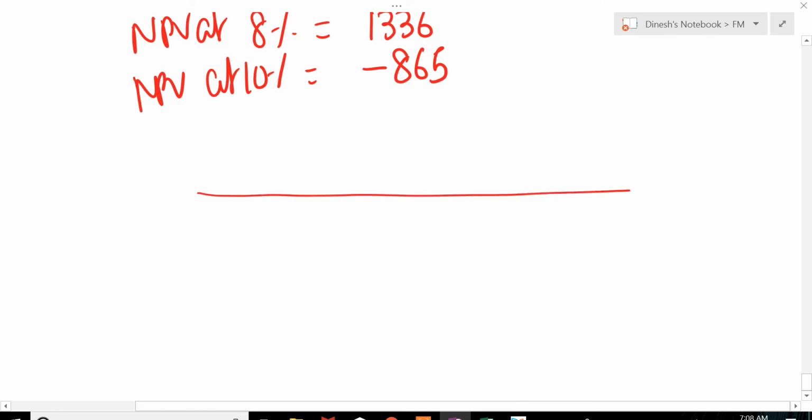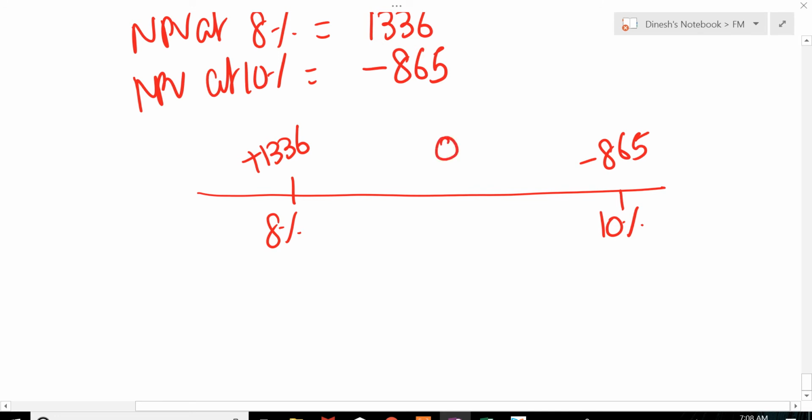So if I put it from a timeline point of view, 8% positive 1336, 10% negative 865, somewhere in between there is going to be a 0. In between there is going to be a 0 and I need to find the rate for that. From positive 1336 we have moved to negative 865 when I change the rate from 8 to 10%. Somewhere in between we will reach a 0. That is the point I am trying to calculate now.